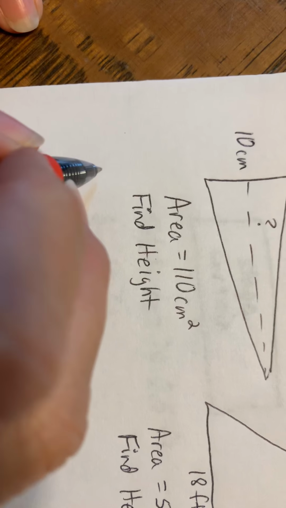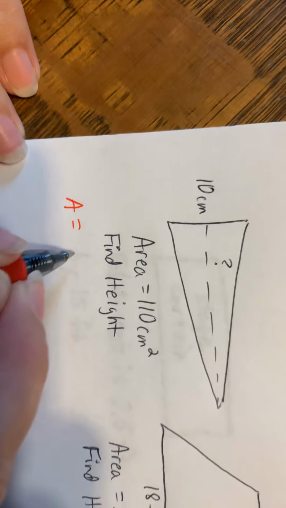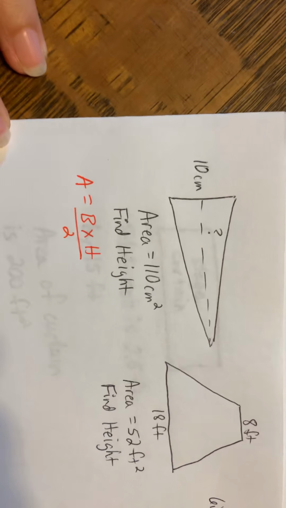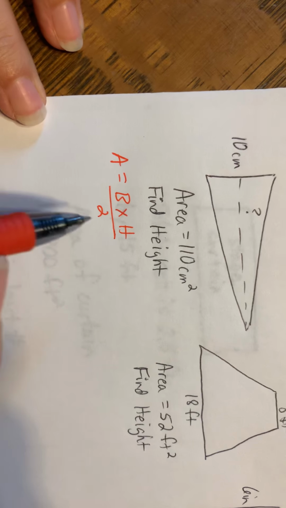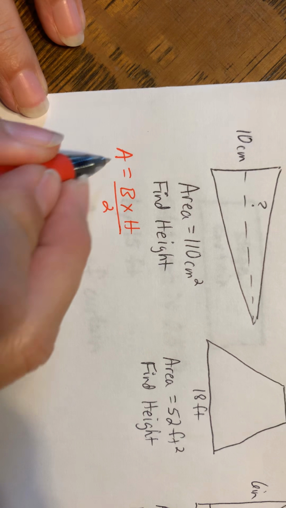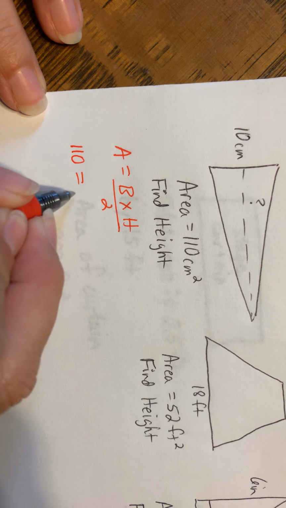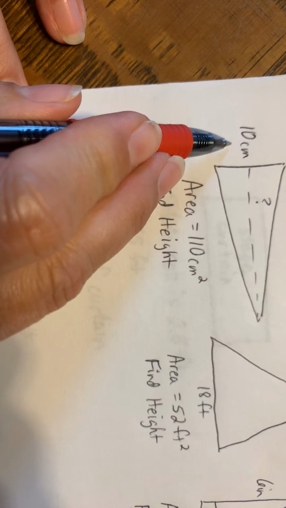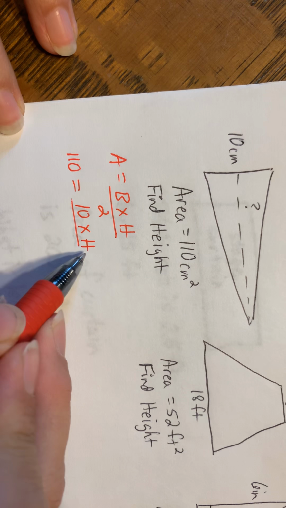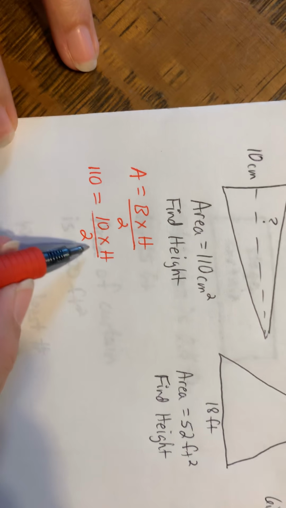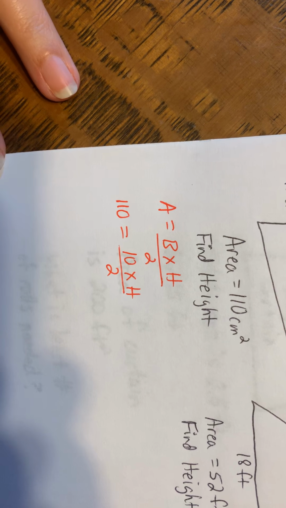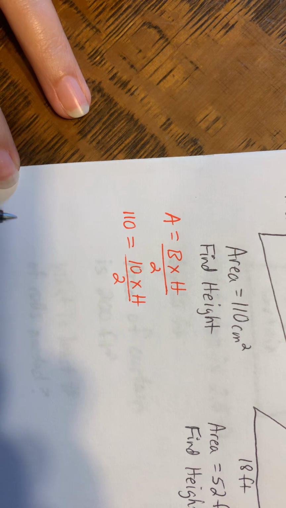So always start by writing your formula. So area equals base times height divided by 2. That's the formula for a triangle. Then plug in what you know. They told me the area was 110. So for A, I'm going to replace it with 110. I know the base up here is 10. But I don't know what the height is, so I'll leave it as an H. Divided by 2. Don't forget to divide by 2. Lots of you are missing your problems that I'm checking because you forget to finish the whole formula.